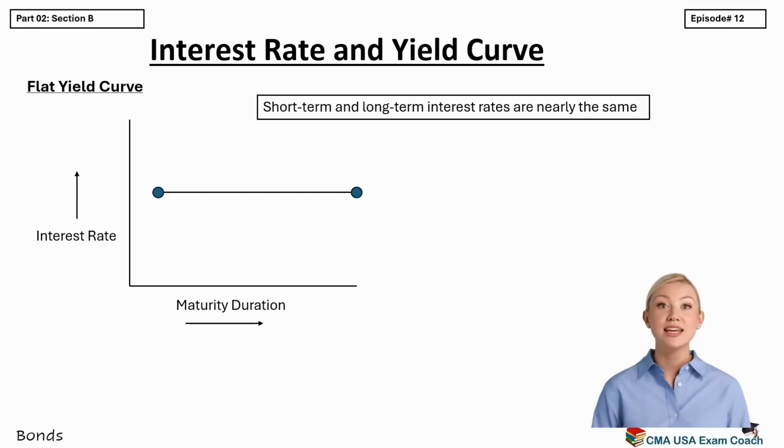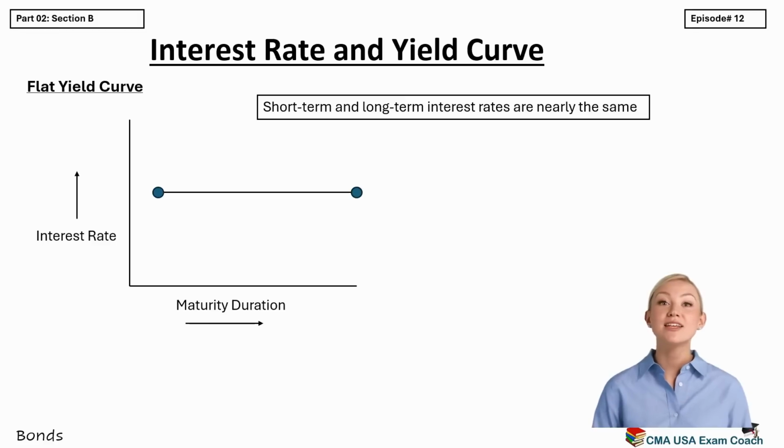This usually shows that investors are equally split between short-term and long-term. It reflects uncertainty. Investors aren't confident in committing long-term, and even short-term rates aren't giving them enough return. It often appears just before a major economic shift, like a recession or recovery.